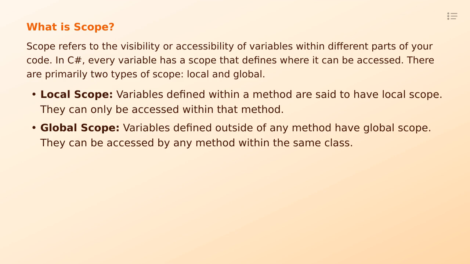First, local scope. Variables defined within a method are said to have local scope. They can only be accessed within that method. Finally, global scope. Variables defined outside of any method have global scope. They can be accessed by any method within the same class.